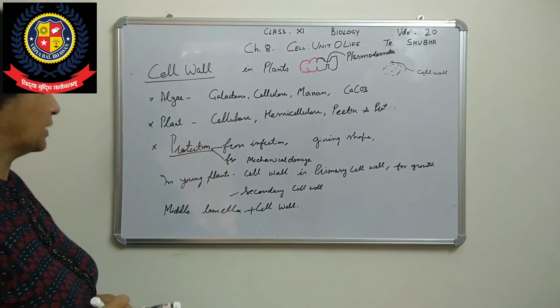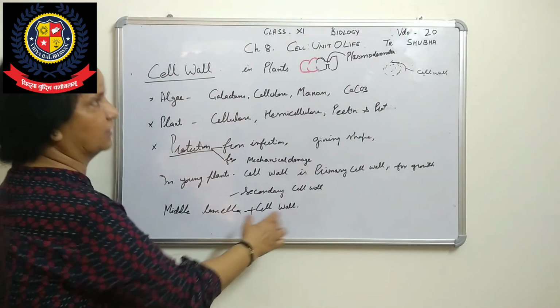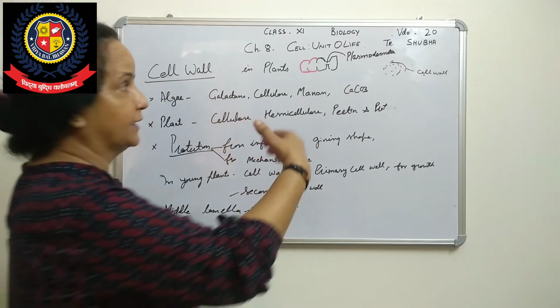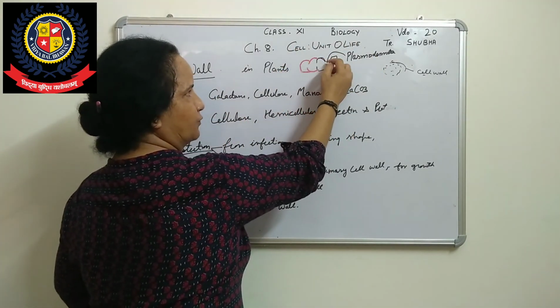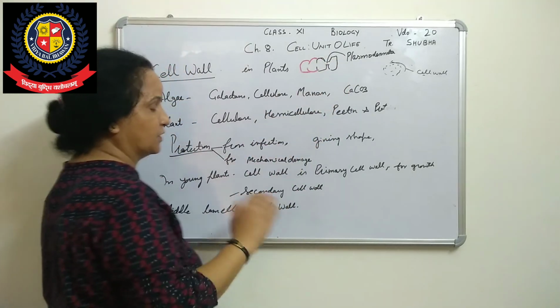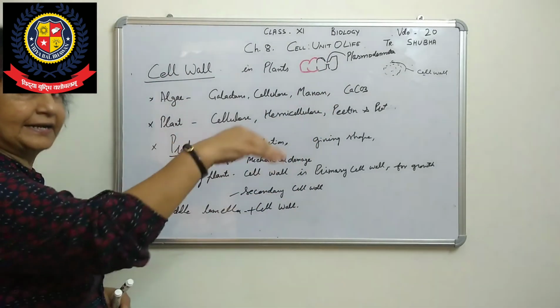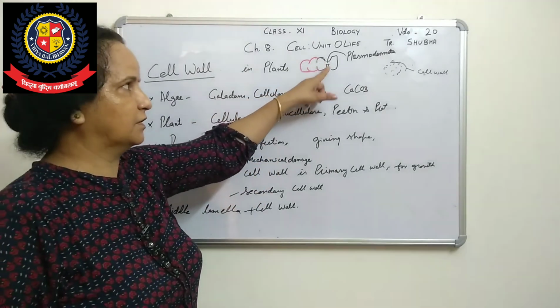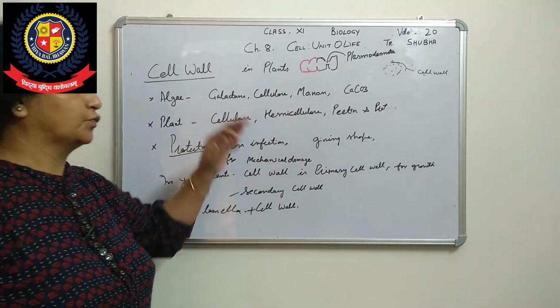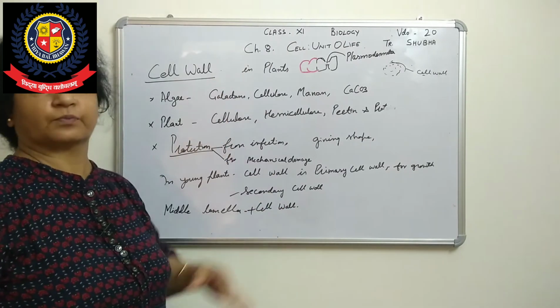And in the plasmodesmata, the middle lamella and cell wall are both embedded. Here the cell wall and middle layer both are penetrating from one cell to another cell, and they are forming a gap. This gap is plasmodesmata. It is very useful at the time of transportation.